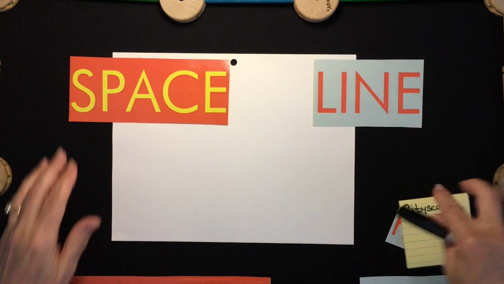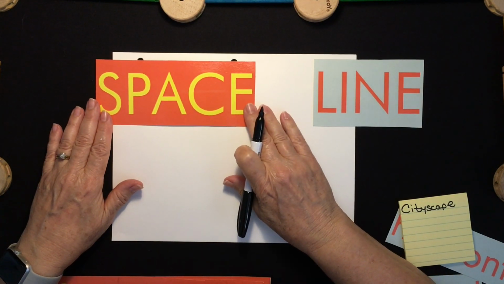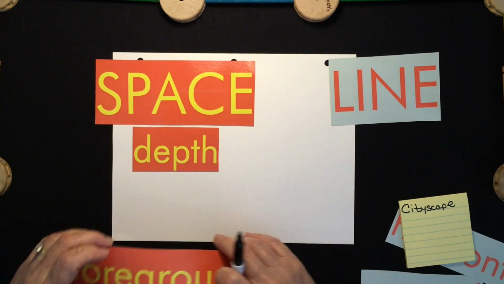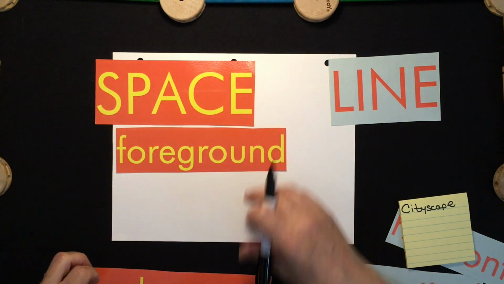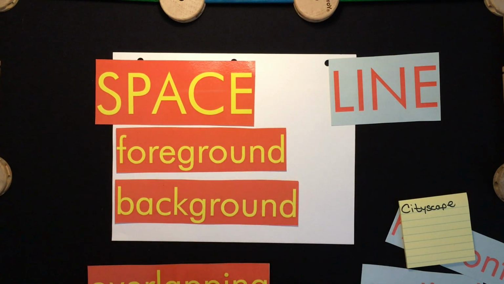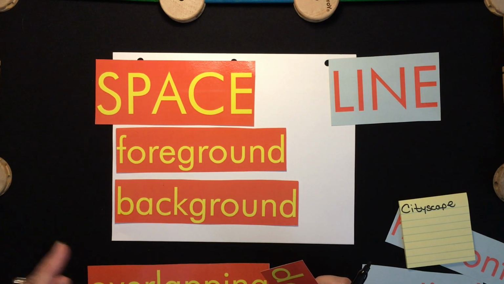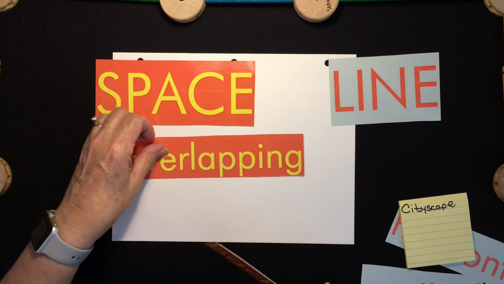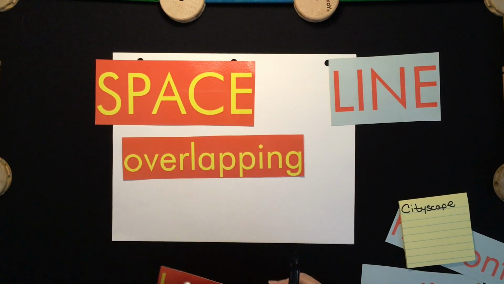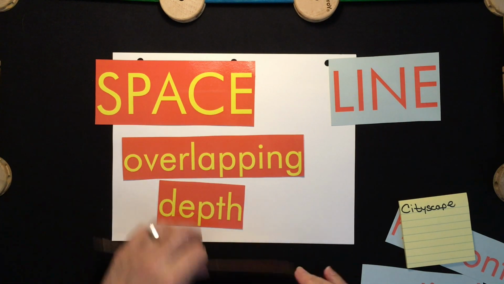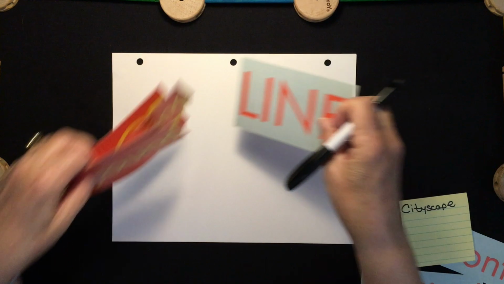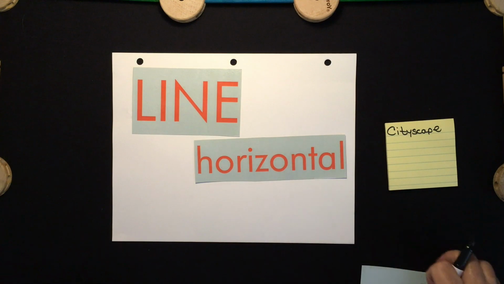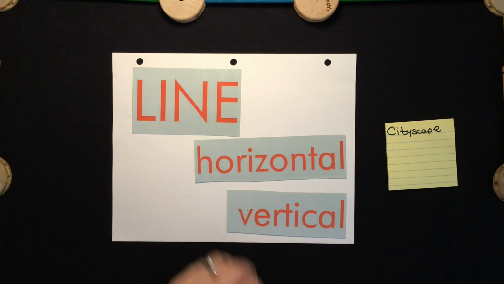Now, we're going to try and create the illusion of space. And to do that, we're going to create depth by having a foreground and a background. The way we're going to show a foreground and a background is by overlapping. Important word to create depth. Now, we're going to be using a lot of lines, but mainly the lines that we're going to use are horizontal and vertical. So here we go.